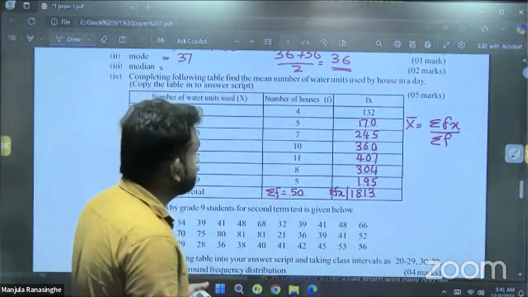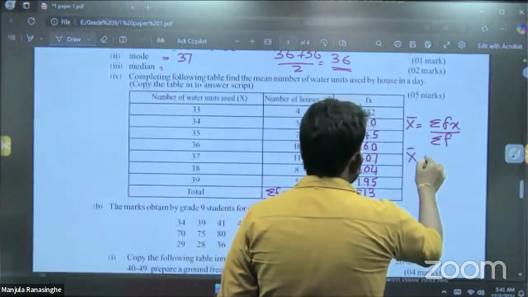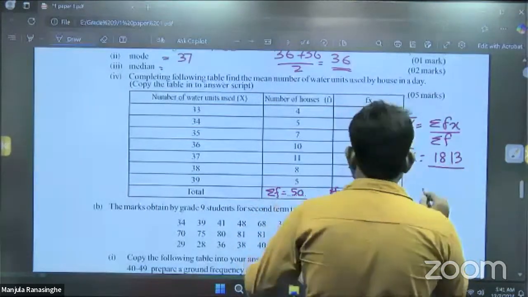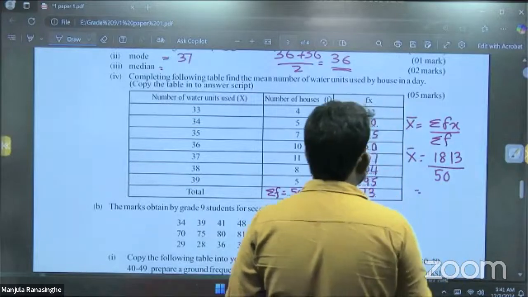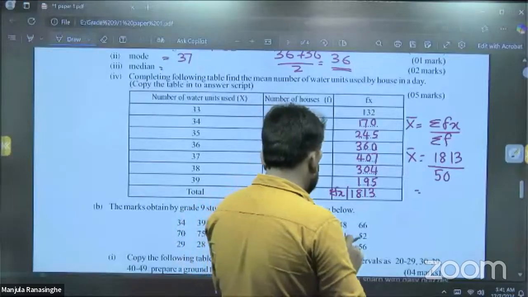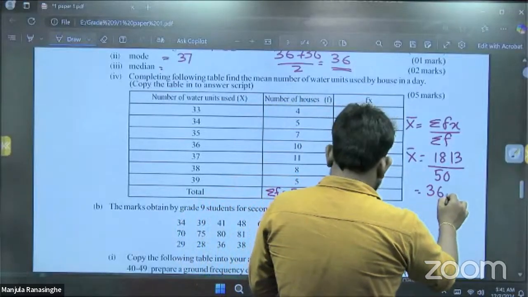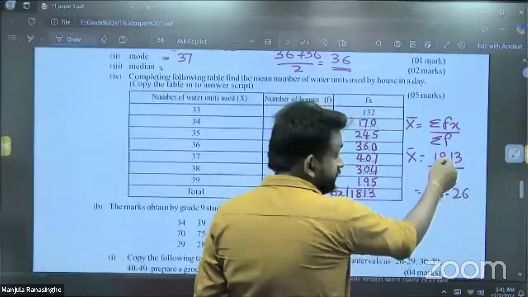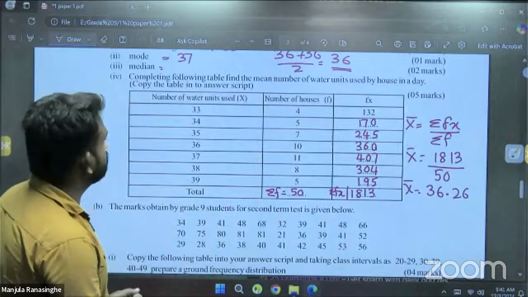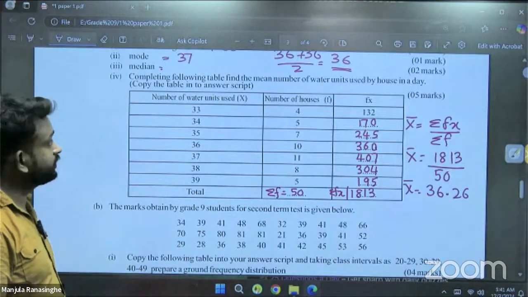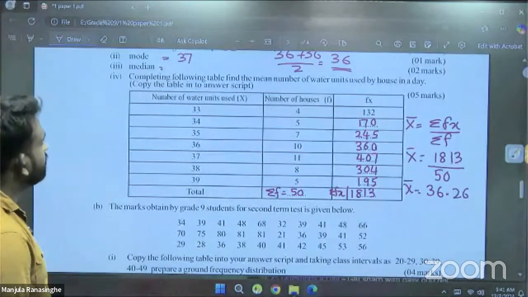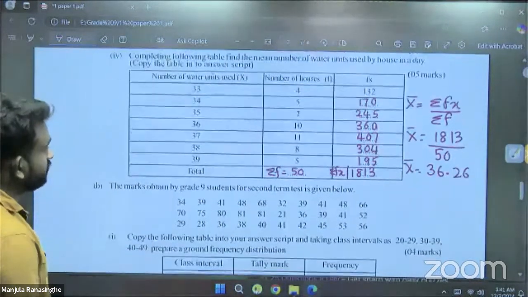Right, how to find the mean? X bar equals sigma fx. Sigma fx is 1813 divided by sigma f, which is 50. So with the use of long division, divide by 50 and take the answer. That gives you 36.26. So x bar equals 36.26 units. So they're asking to complete the following to find the mean number of watt units used in a day. Right. So that's the answer. 5 marks there.